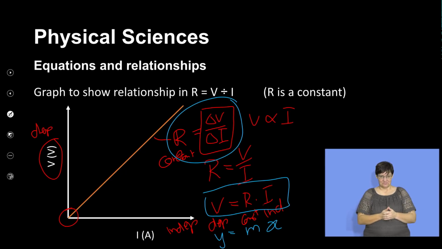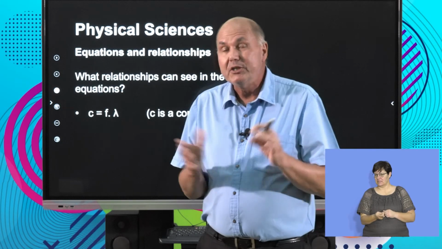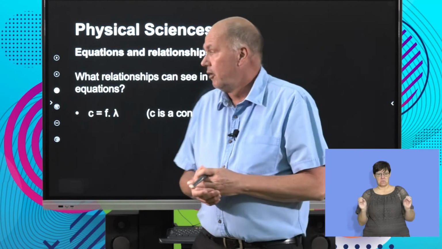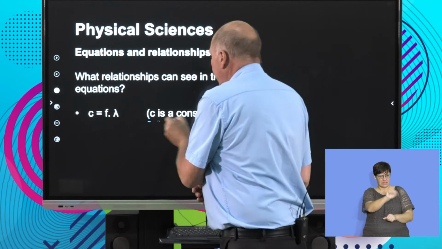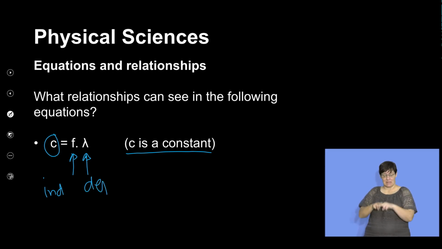Okay, let's have a look at another equation. In this equation, it looks a little different. We don't see a division sign. We see a constant, and that constant is c, and we've got two variables multiplied by each other. Now, let's take this one as the independent variable, and this one as the dependent variable.